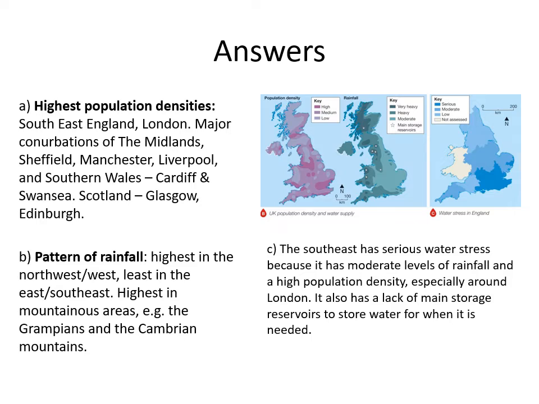The southeast has serious water stress because it has moderate levels of rainfall and a high population density, especially around London. It also has a lack of main storage reservoirs to store water for when it's needed. So add all those things together, and we've got ourselves serious water stress in the southeast, including around Woking and including around the areas where you live.